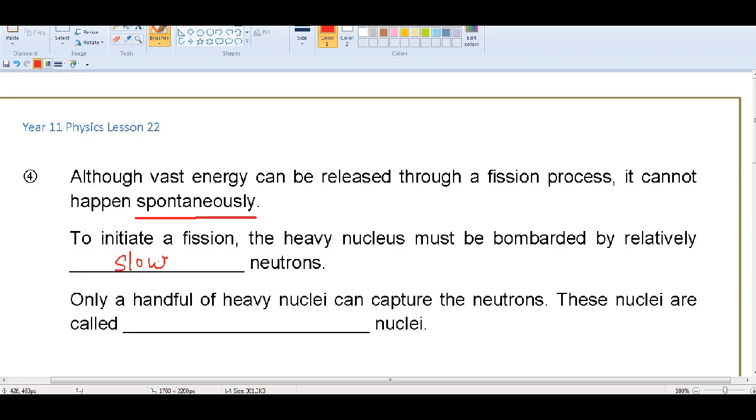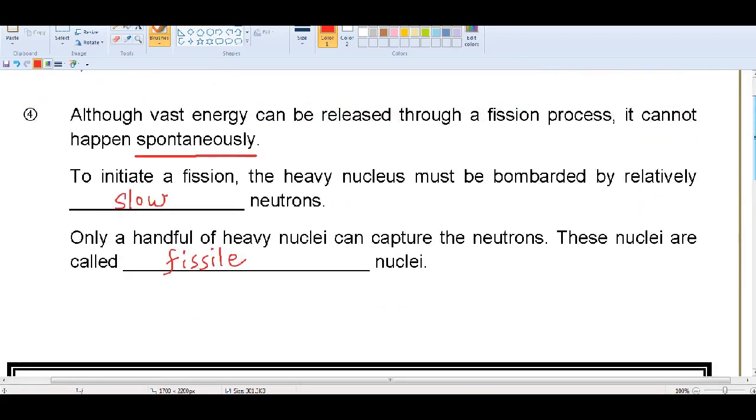Only a handful of heavy nuclei can capture the neutrons, and you understand not all heavy nuclei can capture neutrons. For example, we know that for uranium there are several types of isotopes, but not all of them can capture the neutrons. For example, uranium 239 cannot capture the neutrons. Those nuclei which can capture the neutron, we call fission nuclei. Okay, so these are keywords you need to understand.